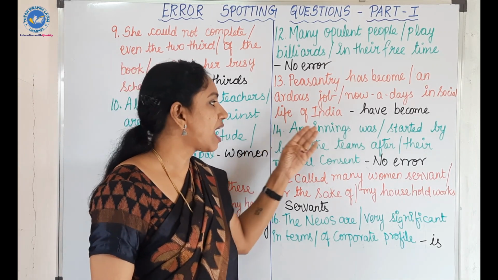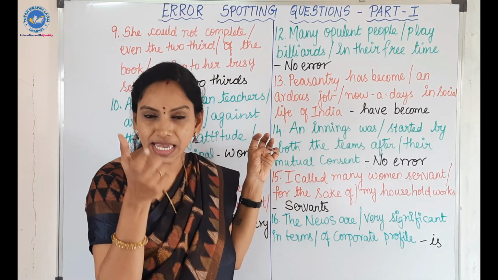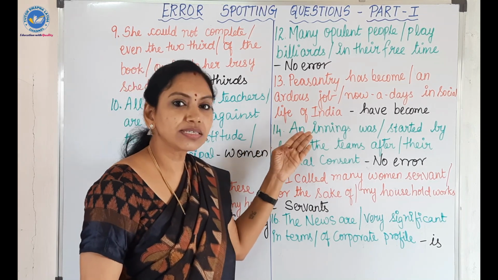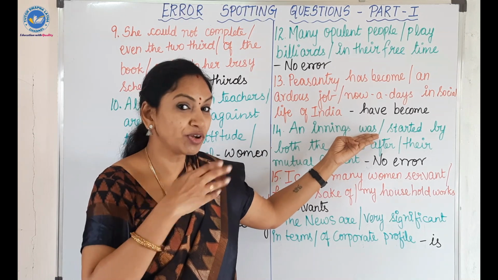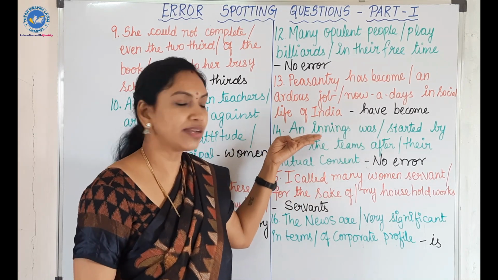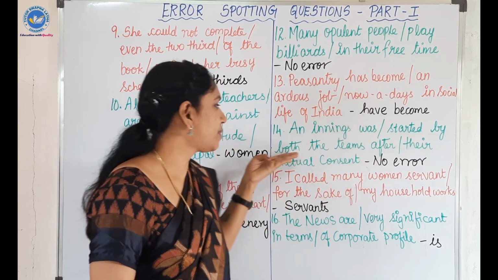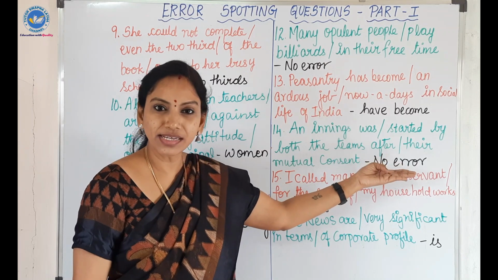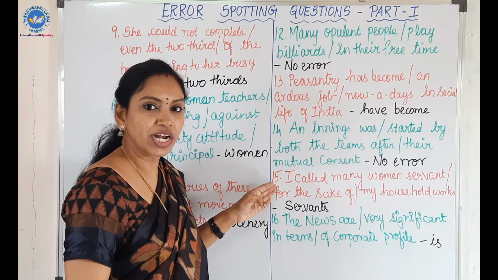Okay friends, an innings. Innings, you know, in a test, is just a single match. An innings is singular, that is why they have given "was". See how beautifully they have given "an", singular, innings, "was", a singular verb, started by both the teams after their mutual consent. So no error in this statement. Okay friends, next, 15th one.